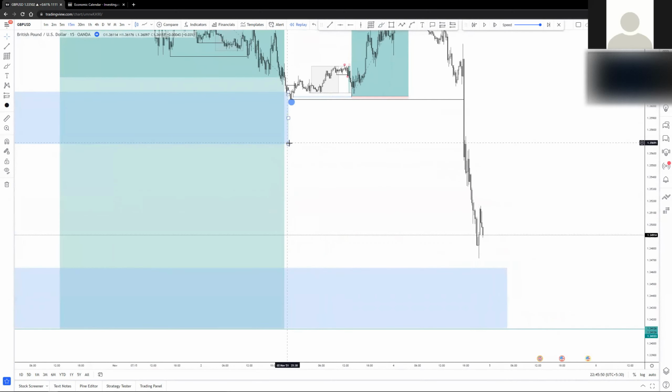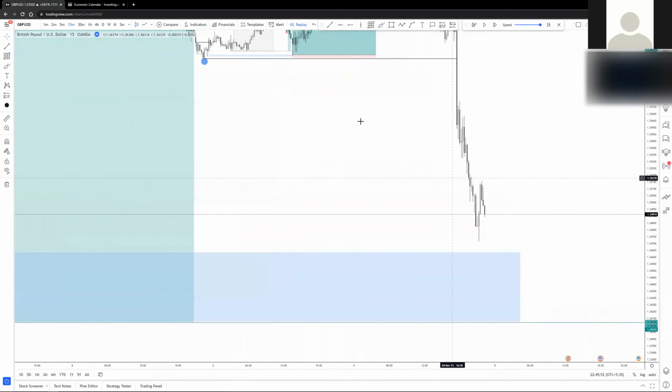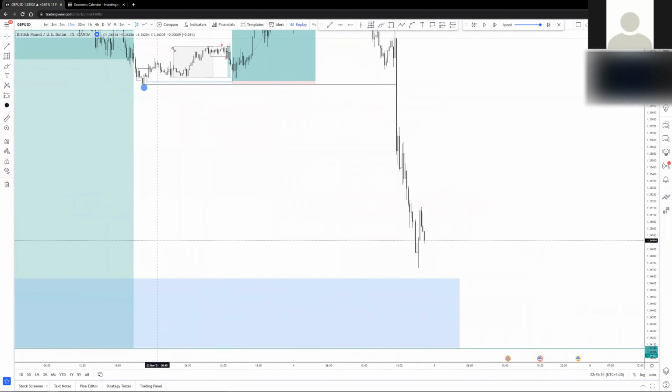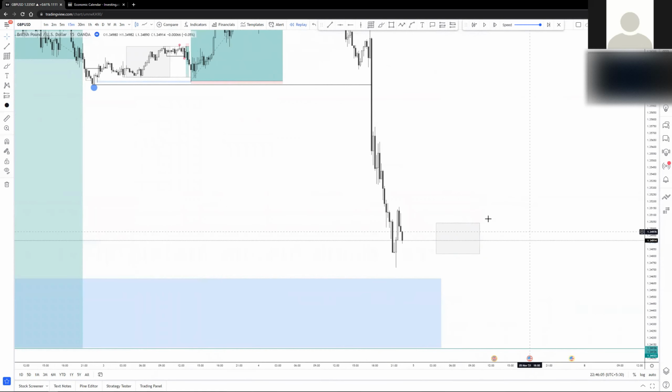So let's delete this. It's played out. Now, wait for Asia to end. Hunt for the setup. Asia starts right here. Let's wait for Asia to end.